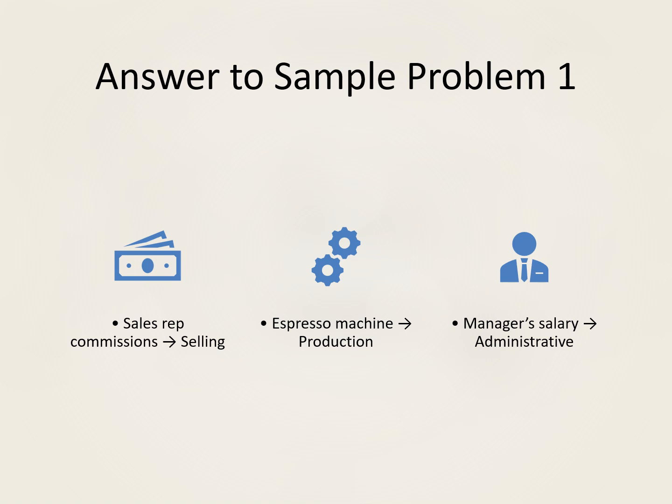Okay, I hope you thought about it. Here is the breakdown for the answer to problem 1. So sales rep commissions are selling costs. The espresso machine, that is production costs. It's a part of making the product. And the manager's salary is considered administrative, so good job if you got that right.